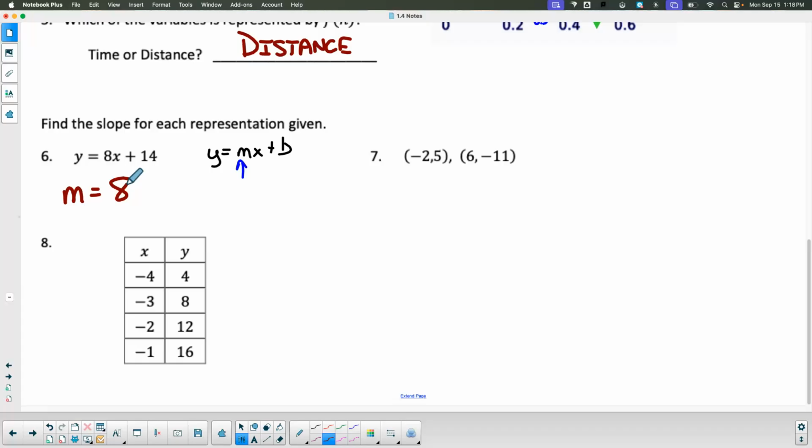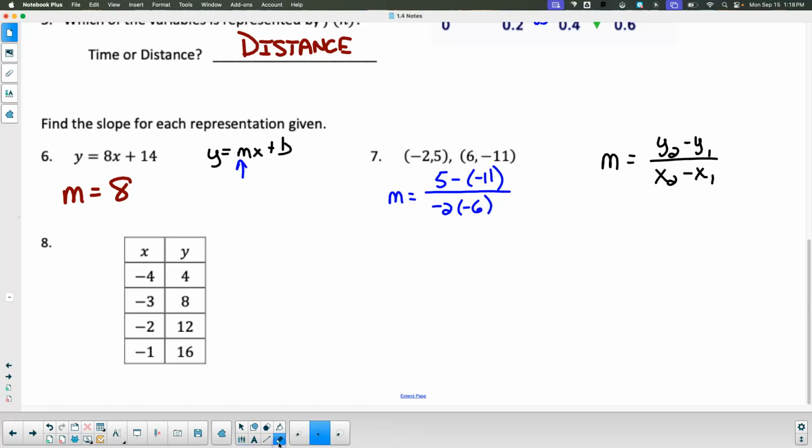Y minus y over x minus x, and we stay in the same order. So it would really look like y sub 2 minus y sub 1 over x sub 2 minus x sub 1. But it doesn't matter which order you go in, as long as you stay consistent. So here then, the slope would be 5 minus negative 11 all over negative 2 minus 6. Nope, that's right. Just minus 6, not minus negative 6.